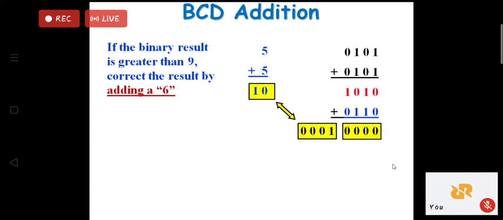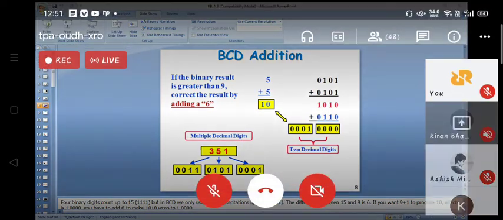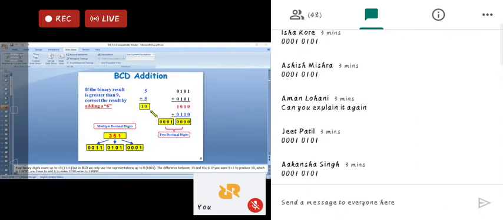Then we have done 8 plus 7. So I hope that 8 plus 7 also all of you are able to do. Just tell me in the chat box if anybody is not able to do. Oh, almost no response has come. Very good.